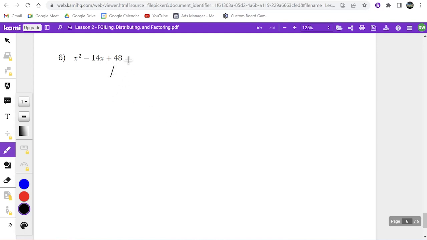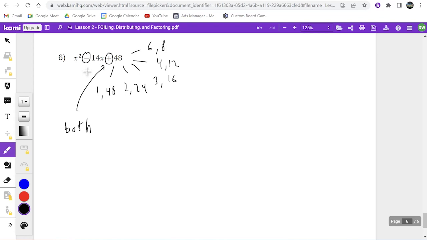First, factors of 48. There's a lot. You've got 1 and 48. You've got 2 and 24. You've got 3 and 16. You've got 4 and 12. And you've got 6 and 8. Now the fact that that's positive means that they're either both positive or both negative. And since that's minus, it means they're both negative. And therefore they have to add to 14 or negative 14.